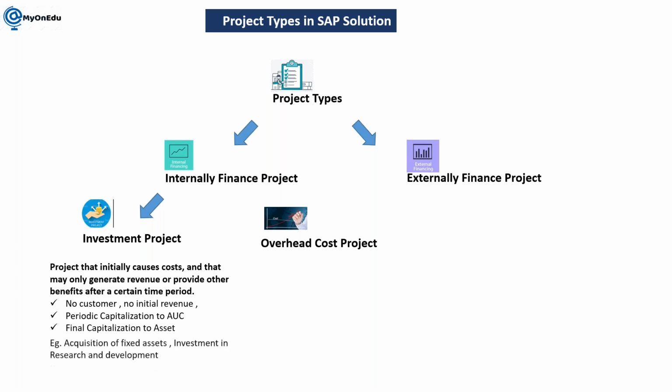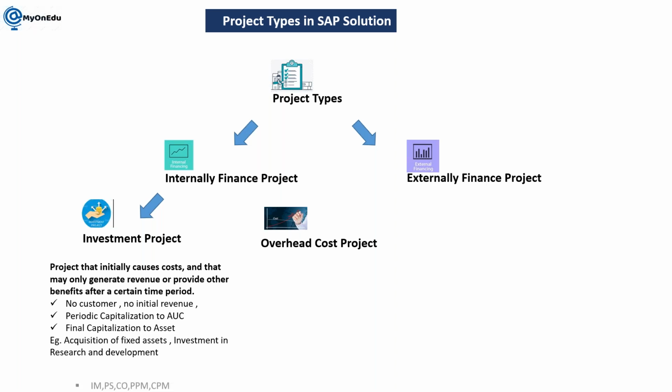So for an investment project, there is no customer, no initial revenue, periodic capitalization in AUC, and final capitalization to asset. An example is acquisition of fixed asset or investment in research and development. For example, you are an organization investing in some ERP implementation. That is also an investment project where you can calculate your ROI based on how much time individual users take to execute, how this helps improve our processes, and how it reduces the time to execute the transactions.